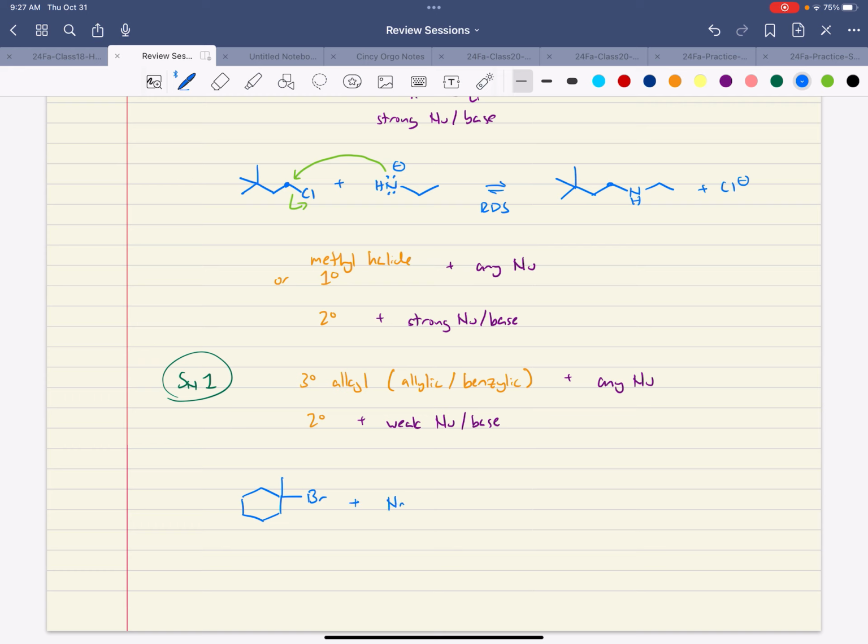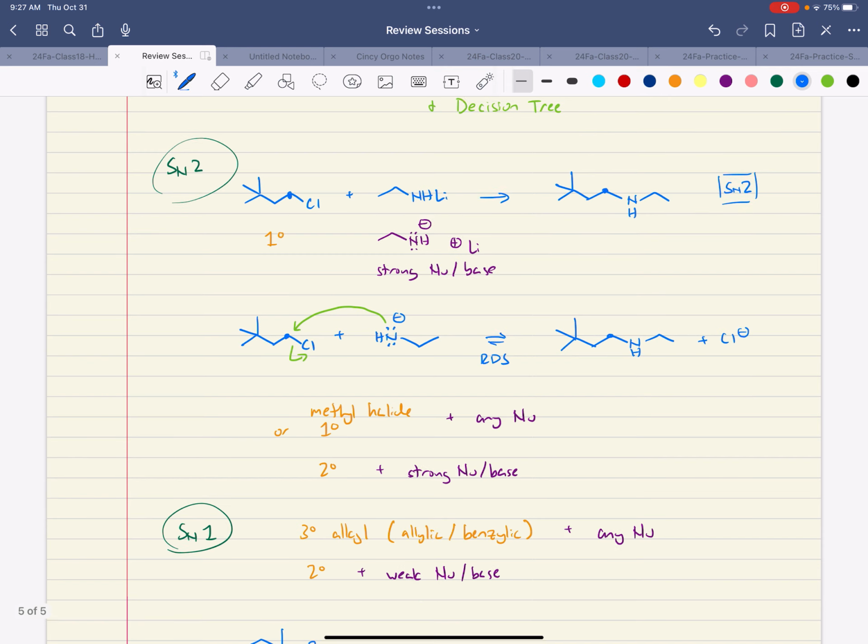Let's do NaOEt to practice. Now I don't know at this point that it's an SN1 mechanism. What's wrong with my arrows? So we are going to analyze just like we did for SN2.